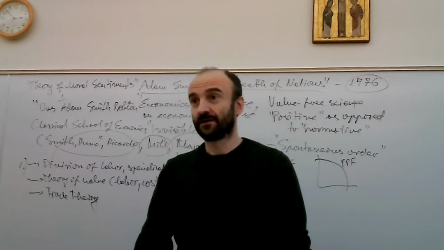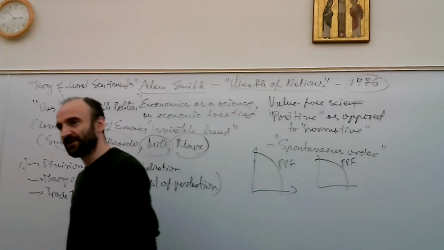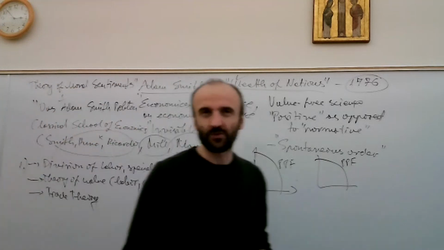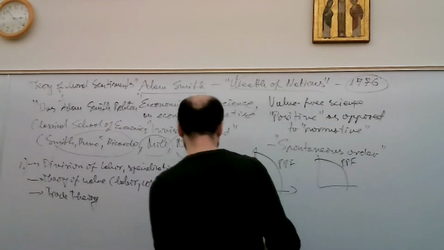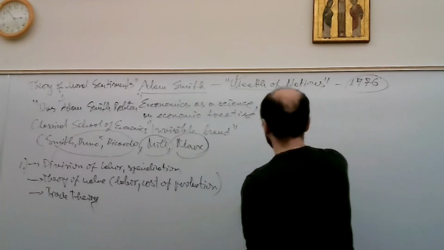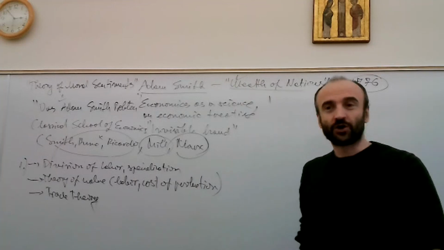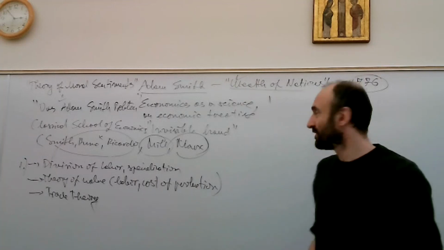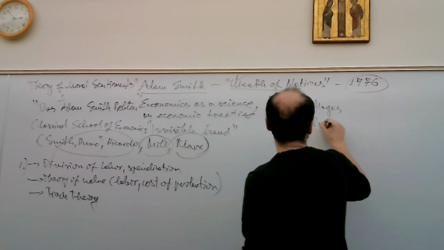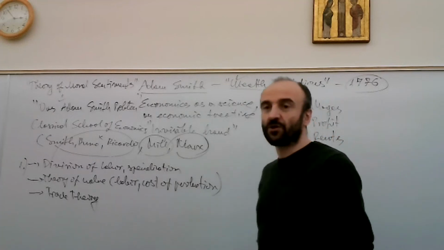And it says that there are three things that make up the price. What are those? Wages, profit, and rent. So how does it define them? So this is the famous triad, another analytical tool that Adam Smith uses. Wages, profit, rents. These are de facto incomes.